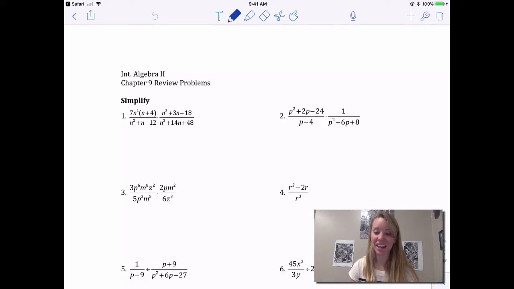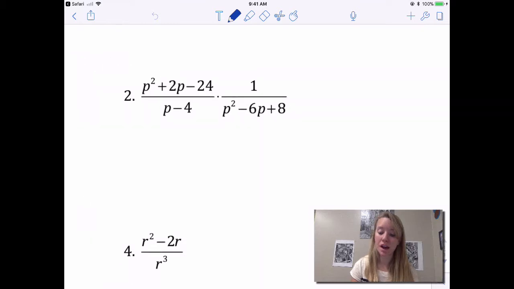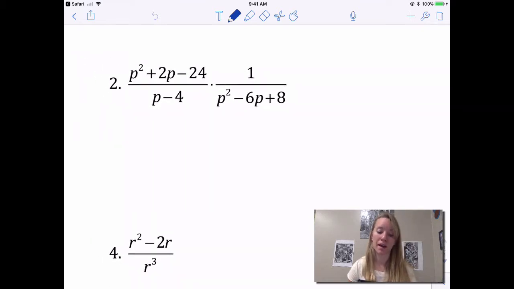Today I'm going to do some Chapter 9 review. So I'm going to look at your review worksheet and I think I'll just work through the evens. That's about 7 problems. So starting with number 2, I have two fractions multiplied by each other.